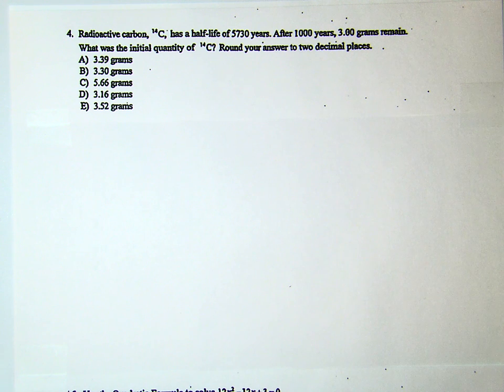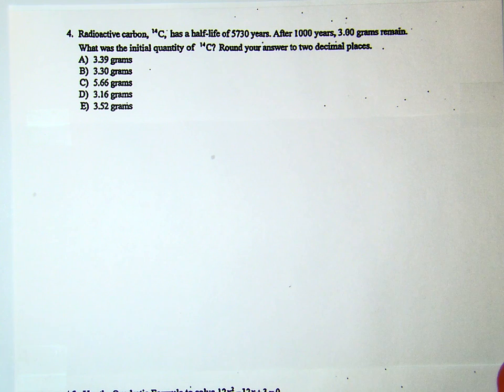Radioactive carbon C14 has a half-life of 5,730 years. After 1,000 years, 3 grams remaining. What was the initial quantity of C14? And round your answer to 2 decimal places.